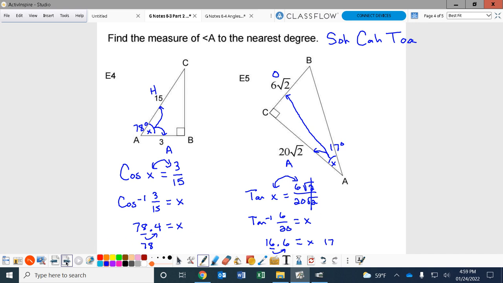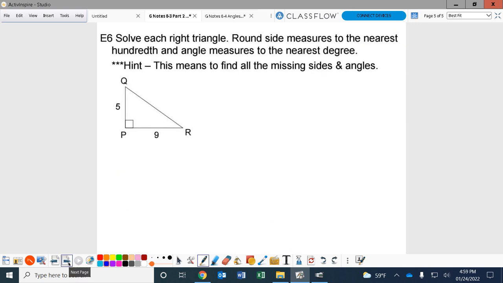Good. Okay guys, we only have one last problem, but it's got a couple different parts to it, so let's go ahead and knock this one out. So, in order to solve a right triangle, that means to find all its missing pieces. That's what's meant by solve the right triangle. So this means you have to find everything that's missing in here.